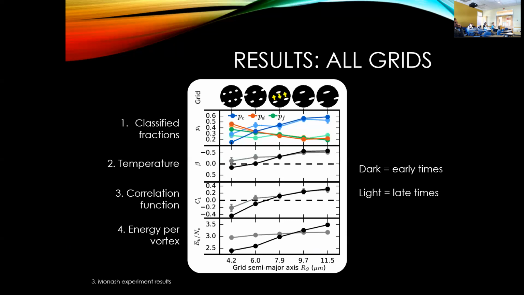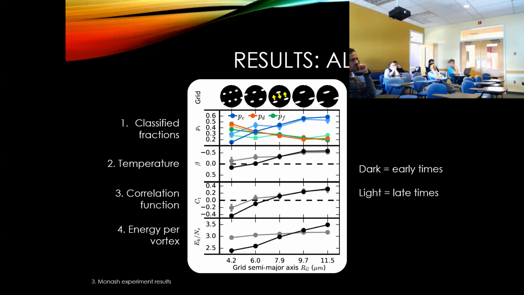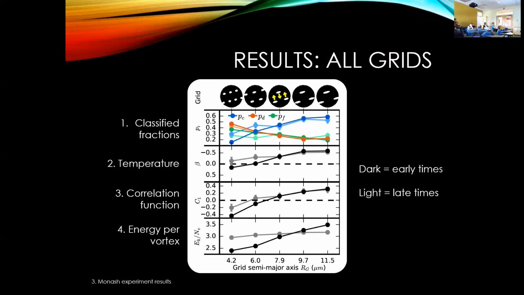So you can see that as we make the grid bigger, we go from creating very few clusters and lots of dipoles up to creating mostly clusters and very few dipoles. And likewise, the temperature, we can sweep between about 0.1 in these units up to about negative 0.6 or so. So we clearly have negative temperatures in these states. And similarly, the correlation function and energy per vortex show basically the same trend.